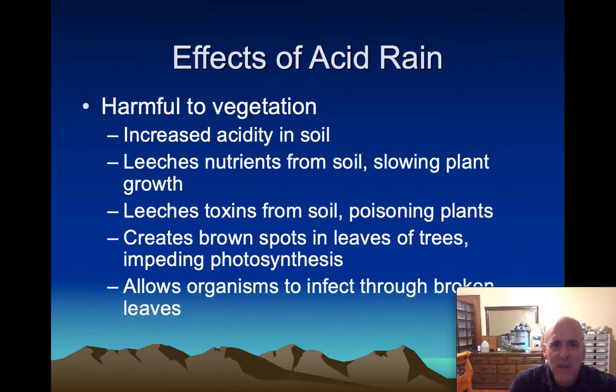The effects of acid rain: it's harmful to vegetation. It increases the acidity in the soil. This can leach the nutrients from the soil, slowing plant growth. Leaching means it dissolves the nutrients and takes them out of the soil. It can actually take toxins from the soil, poisoning plants. Toxins that are in some kind of form that can't hurt the plants, but with the acid they react and become dangerous. Creates brown spots in the leaves of trees, which hurts photosynthesis. And it allows organisms to infect through these broken spots in the leaves.